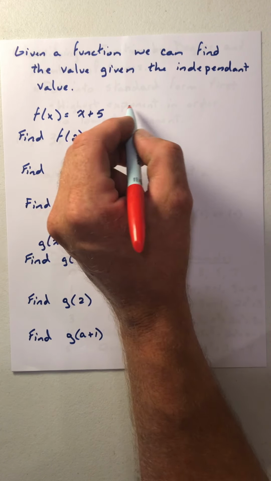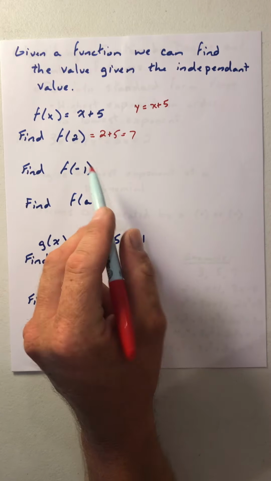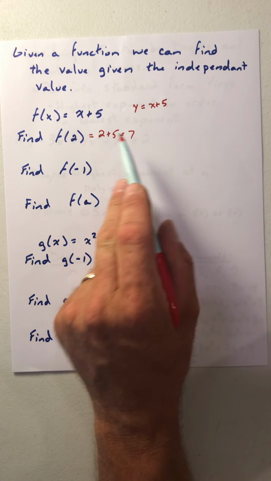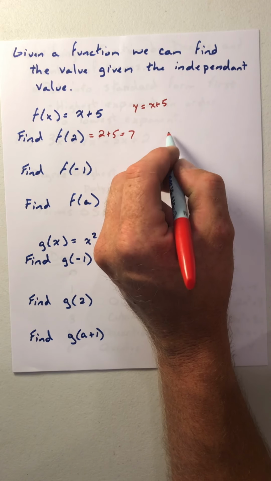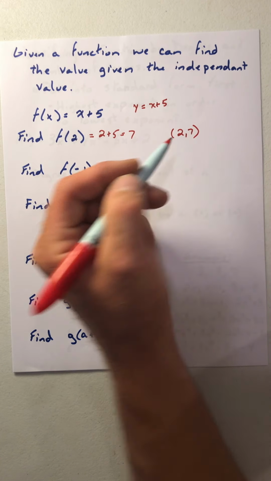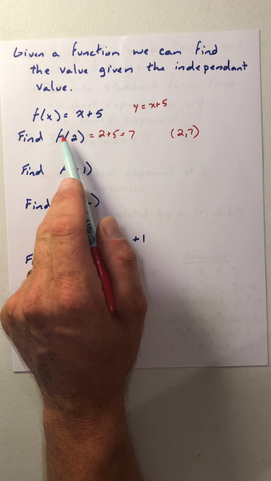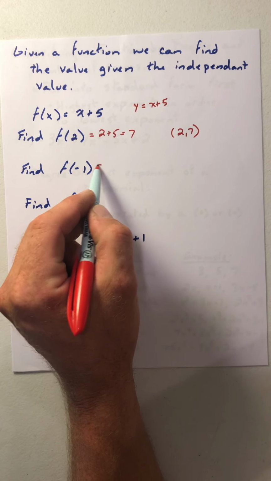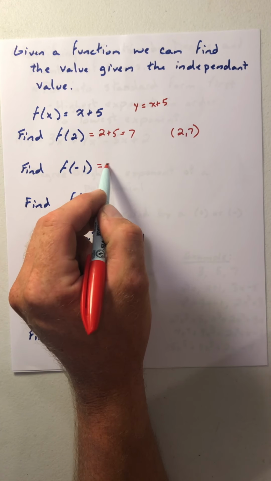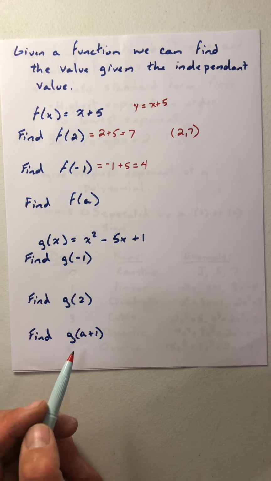So if you remember that f of x, we could write it as y equals x plus 5. When x equals 2, then our y value is 7. So this is really a coordinate. It's a point. It's the point (2, 7). Not that we have to write that, because this tells us f of 2 equals 7, our x value is 2, our y value is 7. So f of negative 1 tells us to replace the x with negative 1. Negative 1 plus 5 gives us 4.